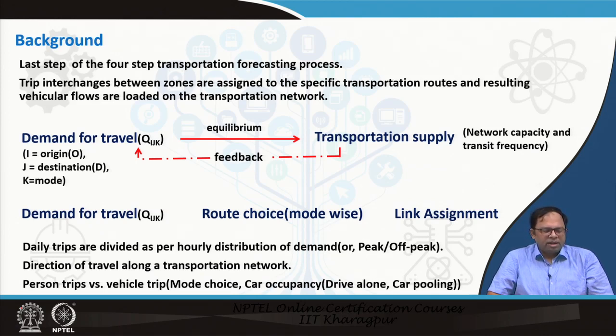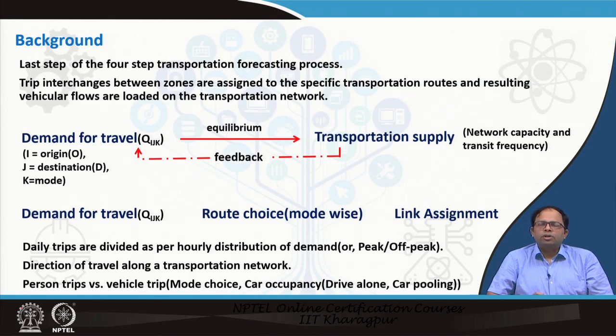So direction of travel along a transportation network is also important, because in which direction the vehicle is moving is important. It's not only because our road segment has always got two directions, so that also has to be considered. And finally, as we are discussing, we are not talking about person trips anymore. So QIJ volumes have to be converted into vehicle trips. So that depends on mode choice as well as car occupancy.